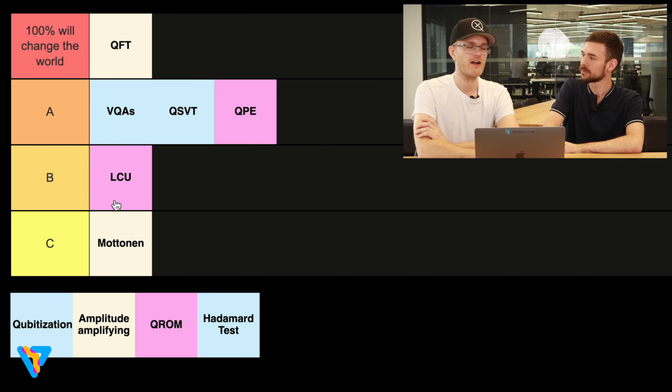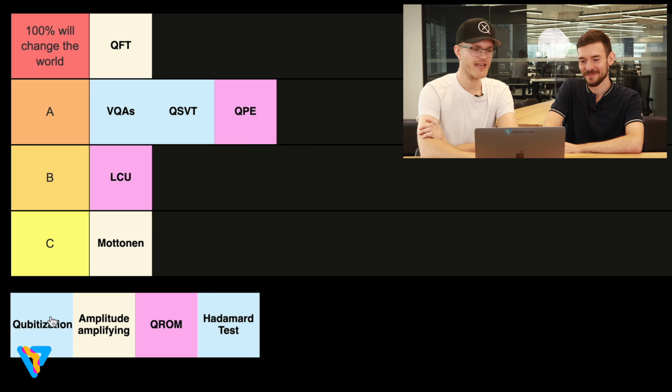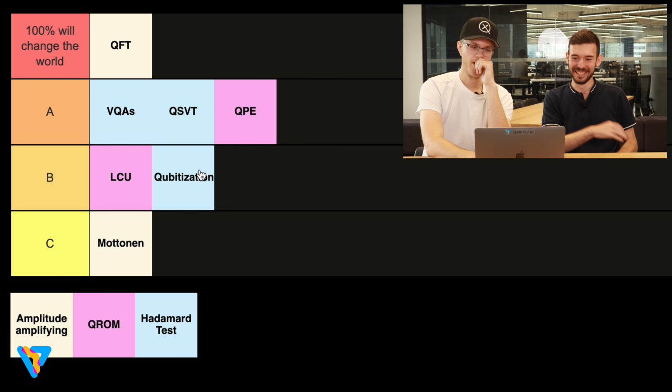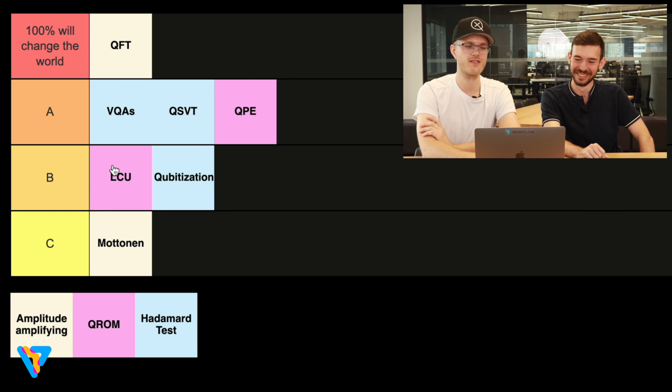I feel like it's one of those algorithms that should be higher, but there's something about it, just purely from how difficult it is for me to understand, that's putting it lower. I don't know what your thoughts are. Sounds good to me. B? Yeah. Now, does it go above linear combination of unitaries? No. I'm going to put it below, because it uses LCU. So I guess it draws some inspiration from it. But we're going to move on, just in the interest of time.